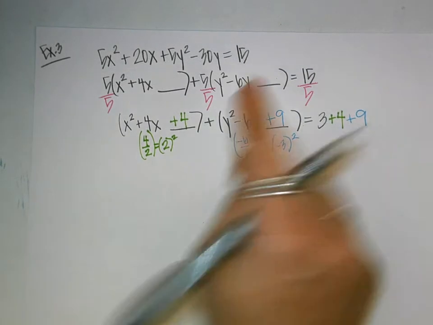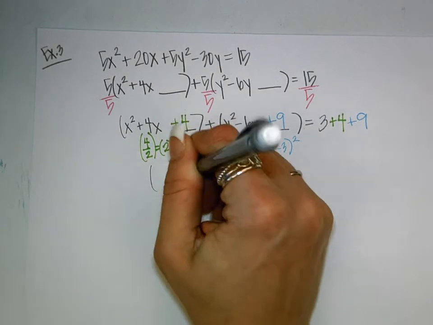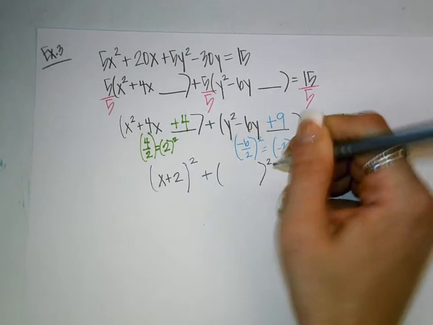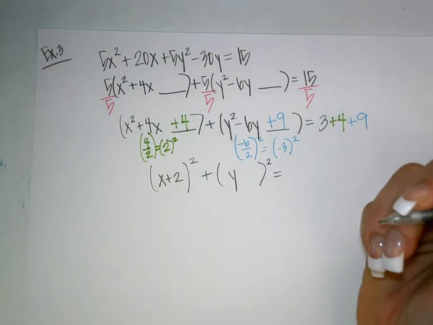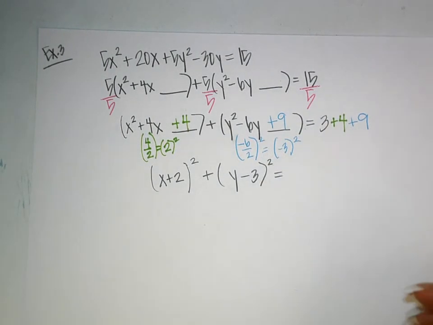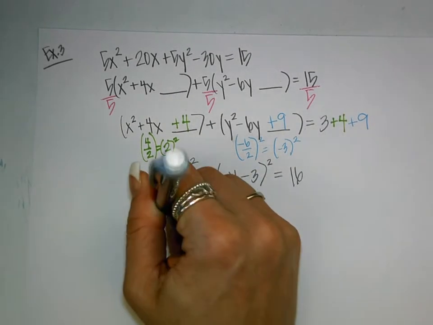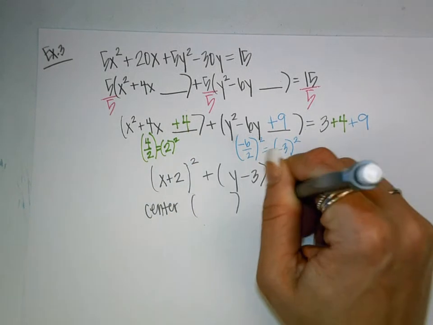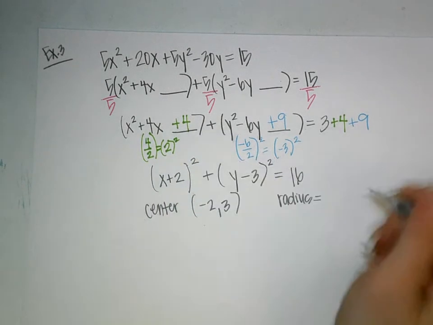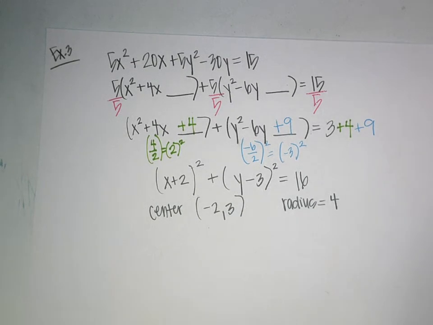Then I want to rewrite these as completed square equations. So x squared plus 4x plus 4, how do I write that as a square? X plus 2 squared, perfect. Plus, what goes inside with the y being squared? Y minus 3 squared equals, if you add all these together, 3 plus 4 plus 9 gives you what? 16. And then finally, center and radius. What would be the center? Perfect. Okay, so center, change these, negative 2, positive 3, and the radius is what? 4. Square root of 16 gives you 4.